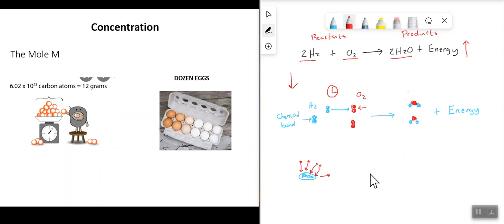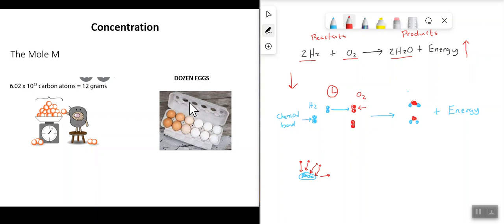Now in chemistry, we use this concept called the mole, and a mole is a really, really big number. It's 6.02 multiplied by 10 to the power of 23. If you weigh out 12 grams of pure carbon, in those 12 grams you have this number of carbon atoms. So it's a huge number, and this is a unit that we use in chemistry to measure concentration called a mole.